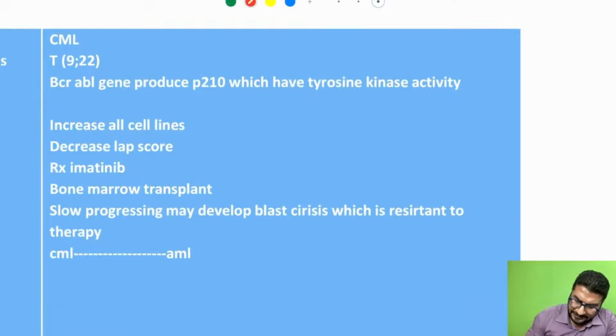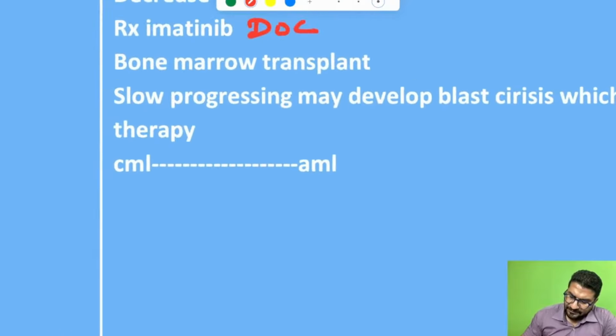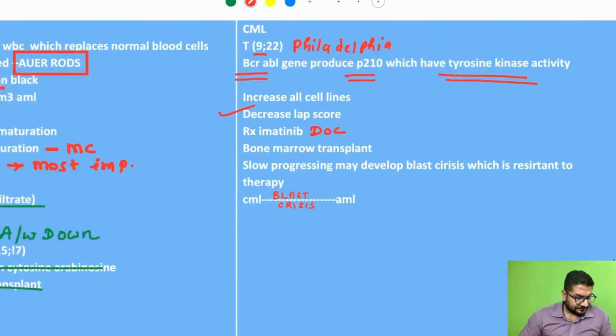Okay, now let's talk about CML. CML has translocation 9;22. We call this Philadelphia chromosome. So there is BCR-ABL gene fusion. You will get protein 210, and this protein will have tyrosine kinase activity. So the LAP score is decreased and the drug of choice will be imatinib. Sometimes you will notice CML can convert into AML. When CML converts into AML, we call this blast crisis. Done.